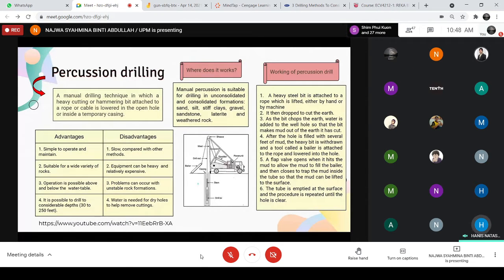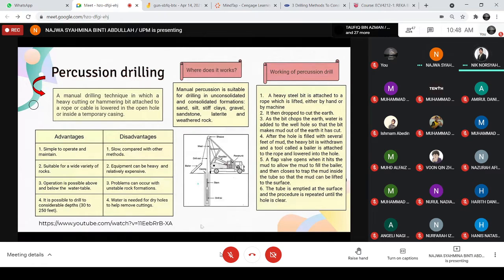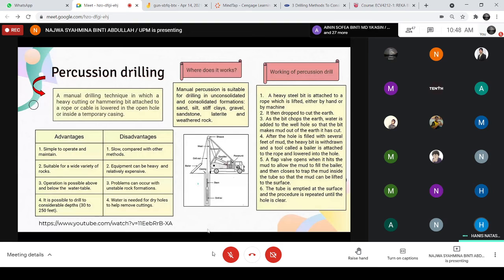That's all for us. Thank you. Okay. Right, so Najwa and Anis have finished presenting. Do the others have anything to add? No? Okay, so group 10, thank you.